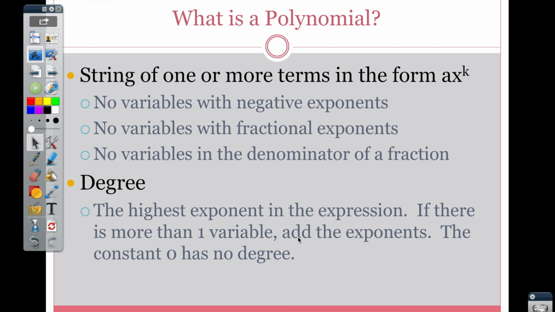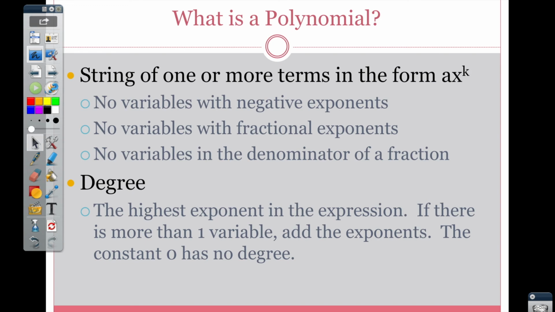What is a polynomial? It is a string of one or more terms in the form ax to the k power. There are no variables with negative exponents, no variables with fraction exponents, and no variable in the denominator of a fraction.